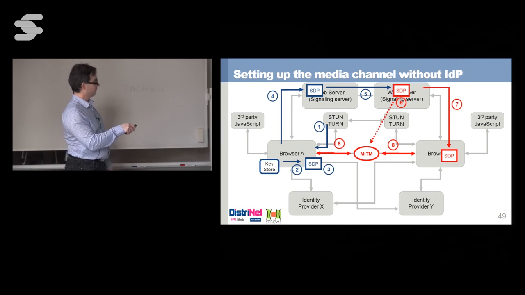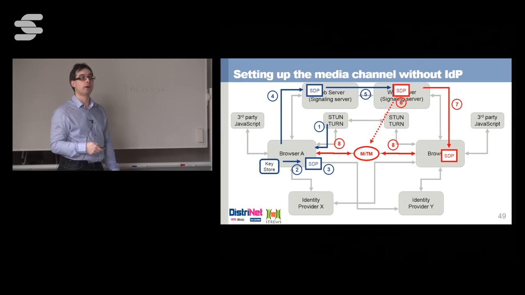What happens if someone can actually modify the SDP here and replace it by something else? He can actually have the fingerprint of the key of a man in the middle. So the connection is coming into the browser, and the man in the middle is setting up a new connection to the browser here, just because the information in the SDP is not protected in any way.